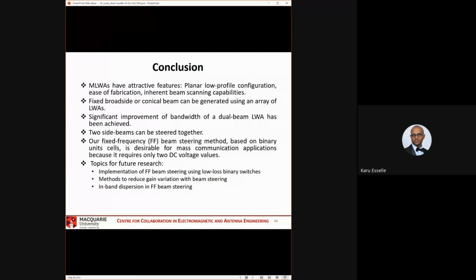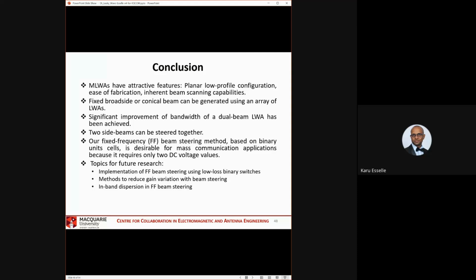Leaky wave antennas have attractive features: planar low profile configuration, ease of fabrication, inherent beam scanning. Fixed broadside or conical beam can be generated using an array of leaky wave antennas. This is the last few slides. Significant improvement of bandwidth of a dual beam leaky wave antenna can be achieved in one design. 2 side beams can be steered together.